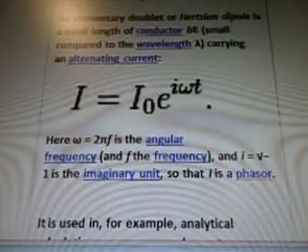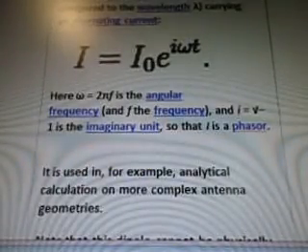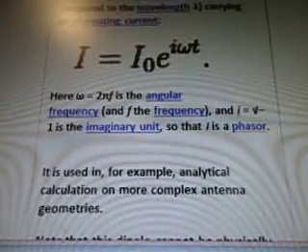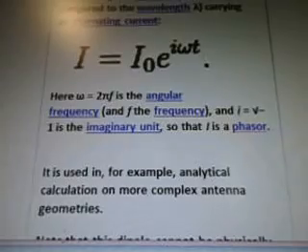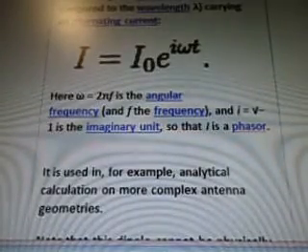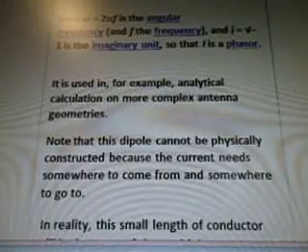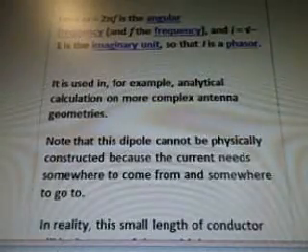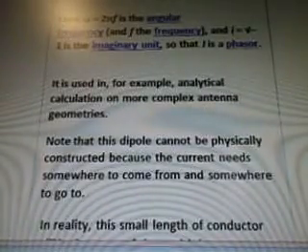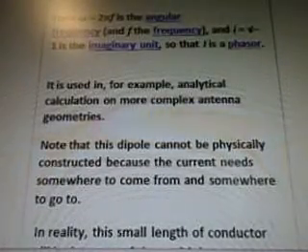And here ω equals 2πf is the angular frequency and f the frequency, and I equals the square root of minus 1 or something like that is the imaginary unit, so that I is a phasor. I or L? I? Oh, great. They don't really, oh, it could be L as a phasor, I don't know. It is used in, for example, analytical calculations on more complex antenna geometries.